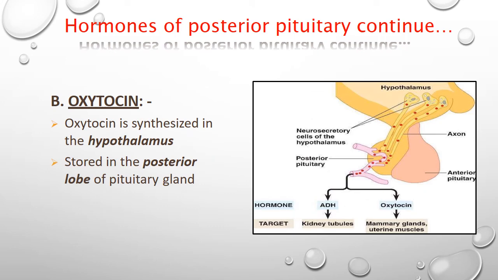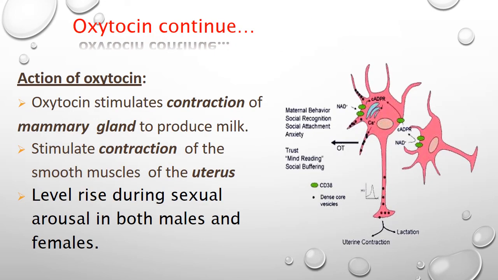Now second hormone, that is oxytocin. The oxytocin is synthesized in the hypothalamus and stored in the posterior lobe of the pituitary gland. The action of oxytocin is that it stimulates the contraction of the mammary glands for production of milk, and it stimulates the contraction of the uterus. The level rises during sexual arousal in both males and females.